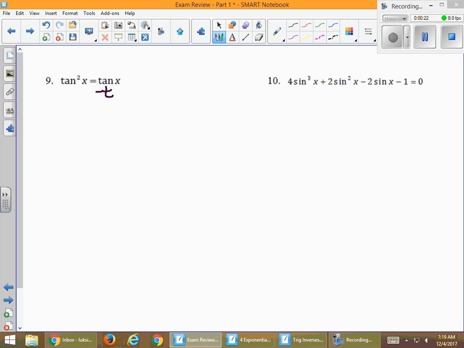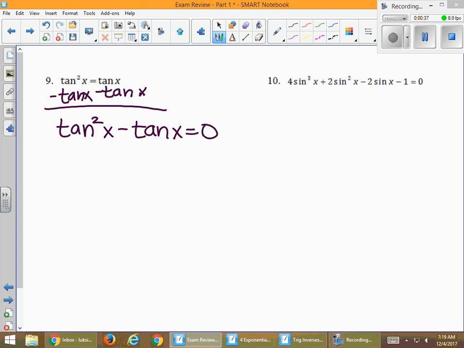So I'm going to subtract my tan of x over, so I have everything on the same side. And remember, those aren't like terms because they don't have the same exponent. And now you can GCF out a tangent. Just like with the last problem, or with the problem a couple problems ago where you had the signs going on.